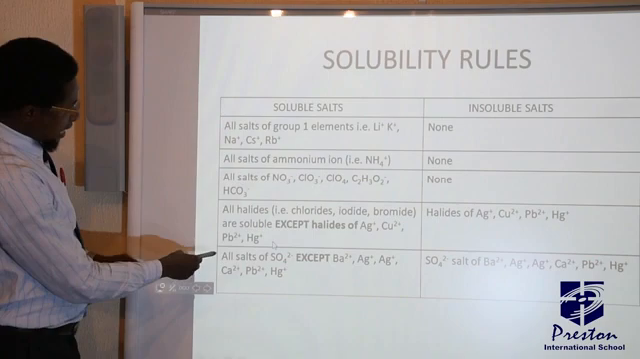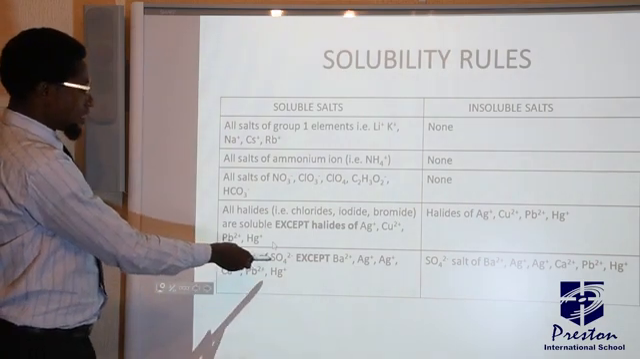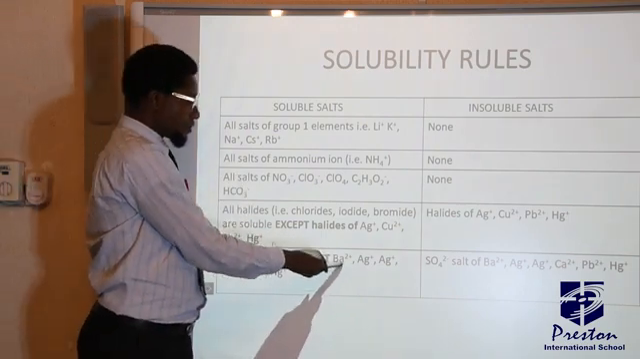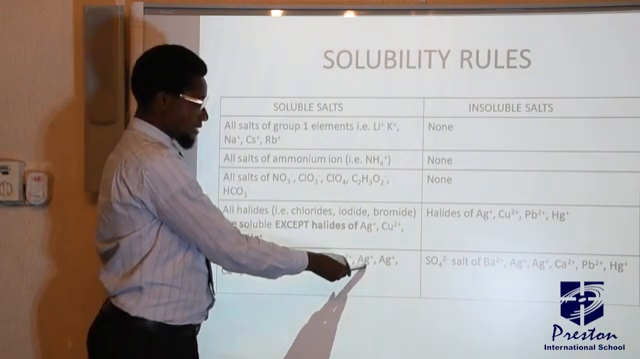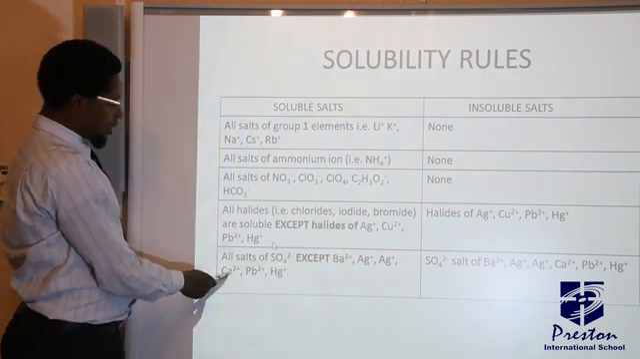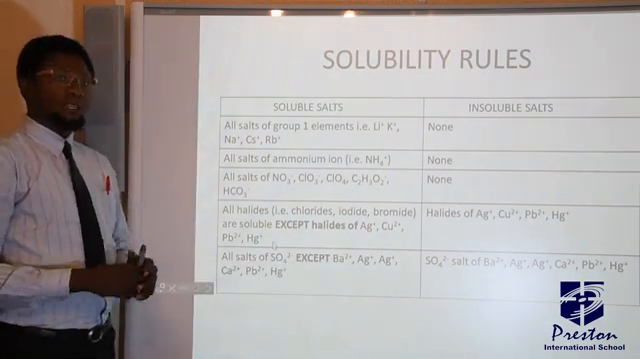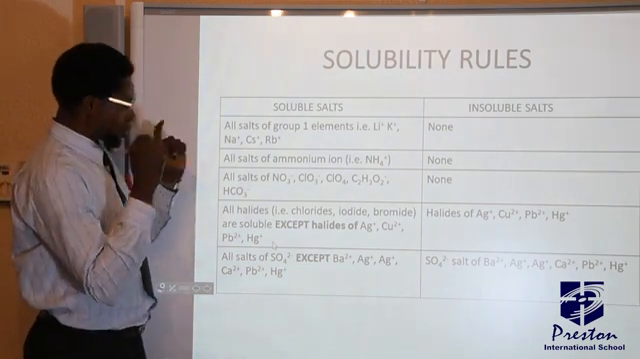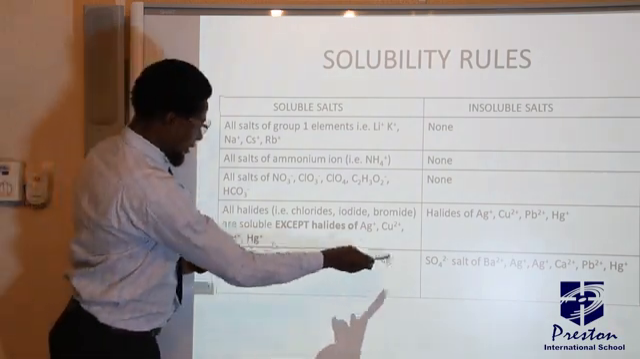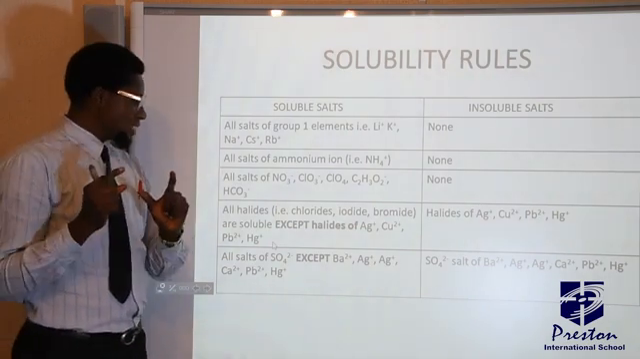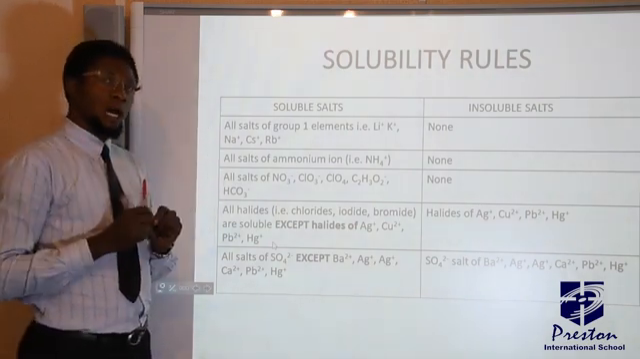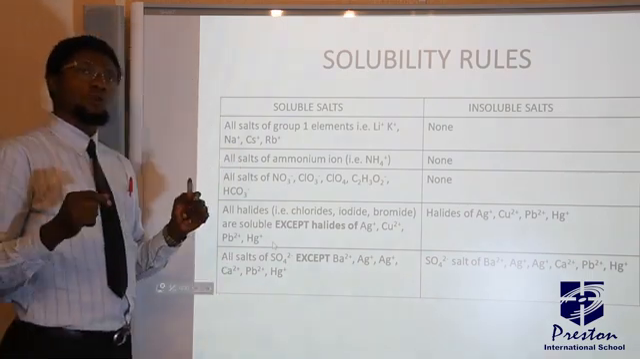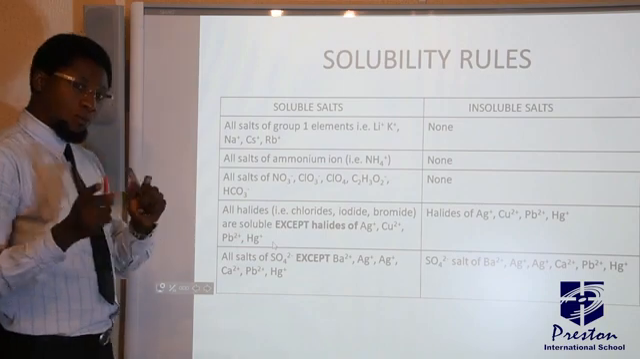Alright? Then the last one here is all salts of the sulfate ion, except the barium sulfate, silver sulfate, mercury sulfate, calcium sulfate, and the lead sulfate. Anytime you have a sulfate salt of any of these, they are said to be what? To be insoluble, while every other one is soluble. Alright? We still have many more of these rules, but when we get to the Google Classroom, we'll discuss more of that.